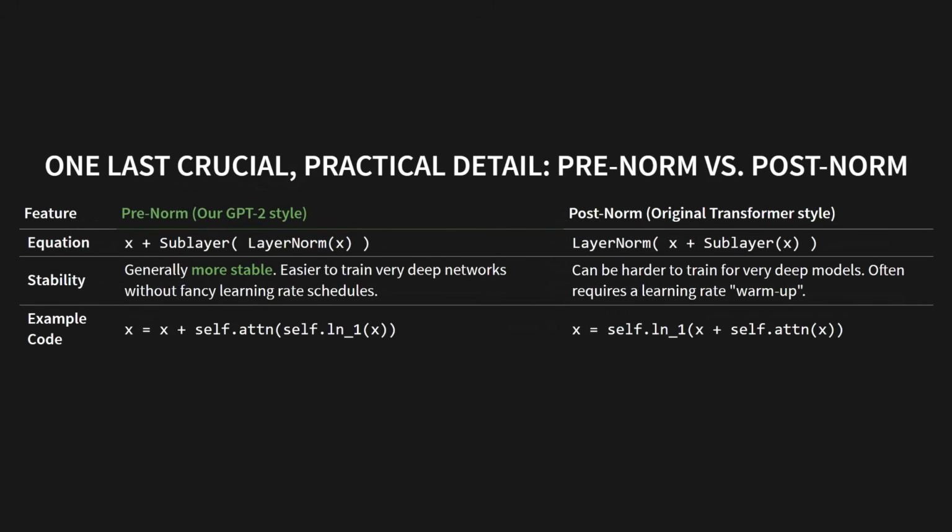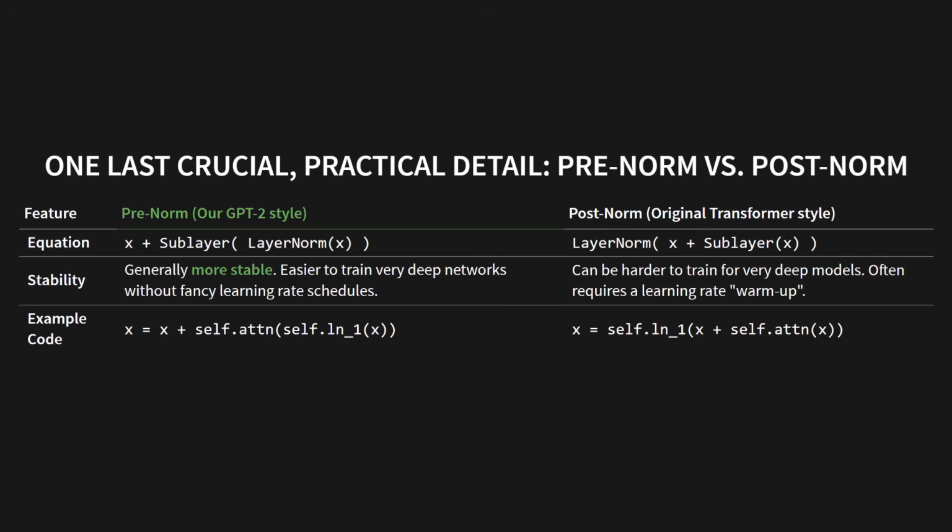Okay, one last crucial practical detail. Pre-norm versus post-norm. Look at this table. We have two main styles. On the left is pre-norm, which is what we use in our GPT-2 style model. Its equation is x plus the sublayer of layer norm of x. The normalization happens before the sublayer. On the right is post-norm, the original transformer style. Its equation is layer norm of x plus the sublayer of x. The normalization happens after.